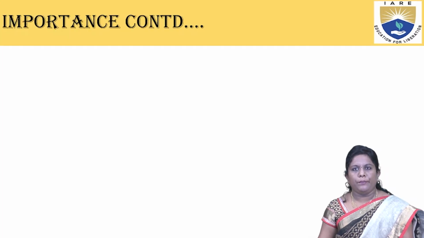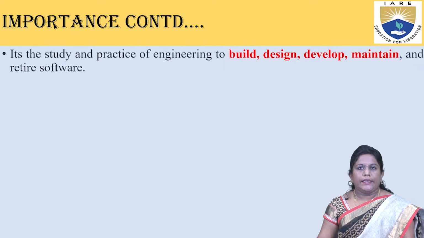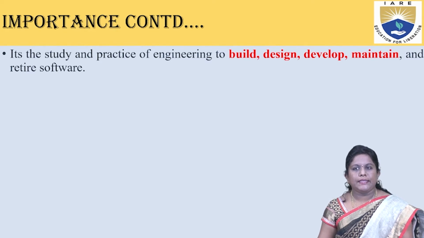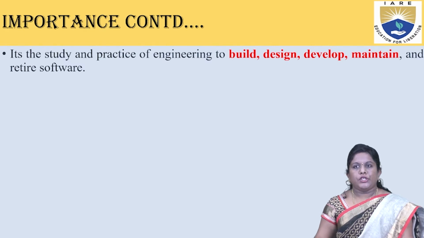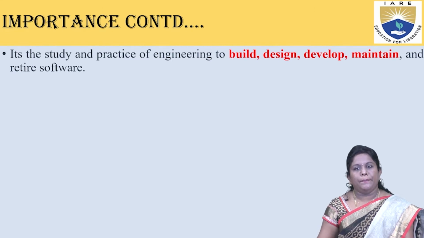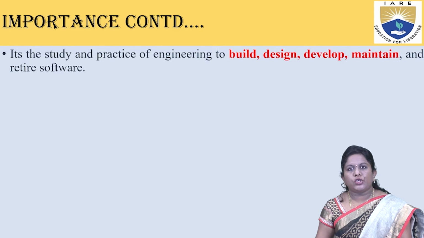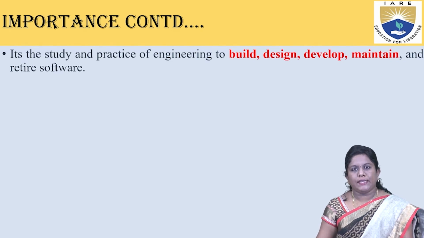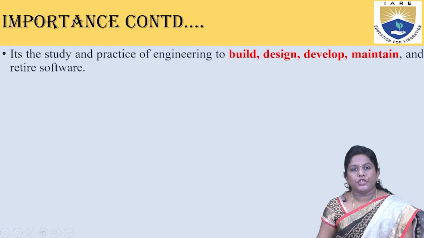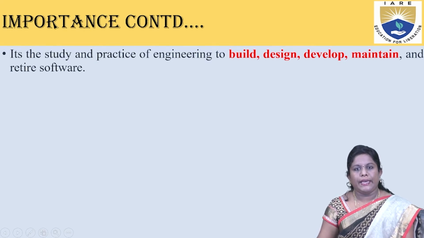As we continue with more importance, let us see. It is the study and practice of engineering to build, design, develop, maintain and retire software. Here we have stated the practice of engineering to build. So what do we mean by build? It is the process of converting source code to software artifacts that are used in our applications. Next, design. It is a process by which an agent tries to create various specifications to accomplish different goals, to meet his goals, an agent is trying to accomplish various software artifacts.